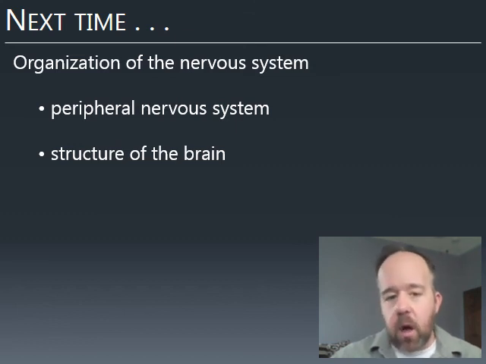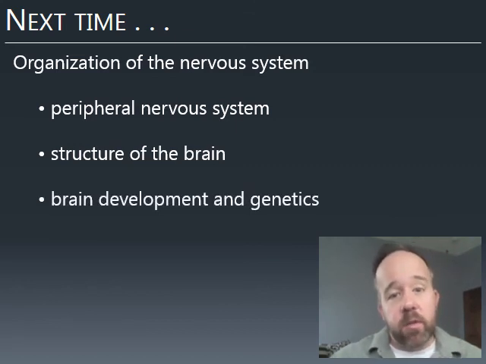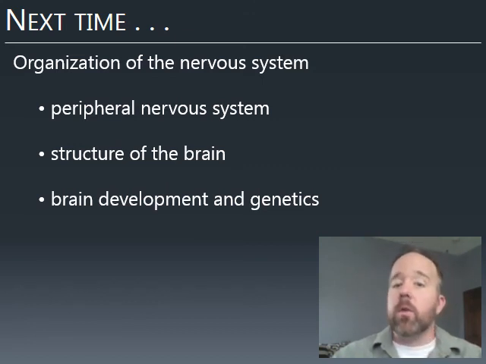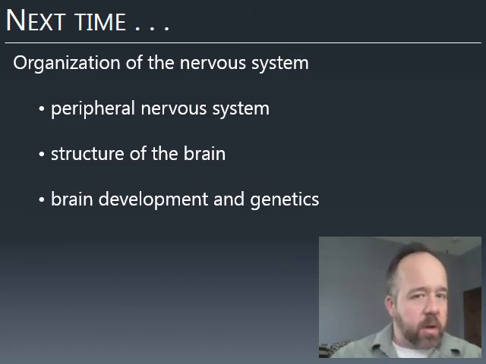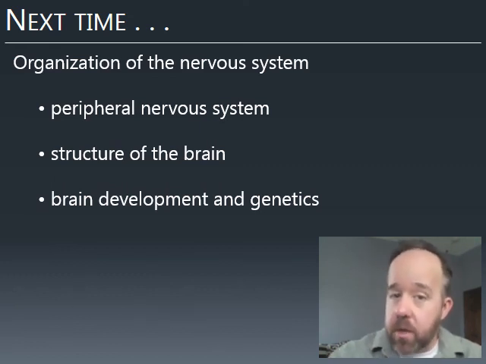And in particular, we'll talk about the structure of the brain. What are the brain's different parts? What do they do? What are their functions? And then we'll also talk about how the brain develops. We're obviously not born with a fully developed brain. So how do we get from a small collection of cells as an embryo to a full-grown adult brain? And what role does genetics play in development and in determining the traits that our nervous system exhibits? So we'll talk about that next time, and I will see you then.